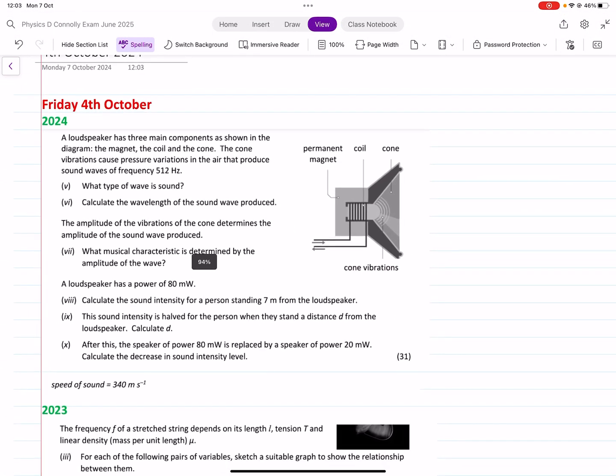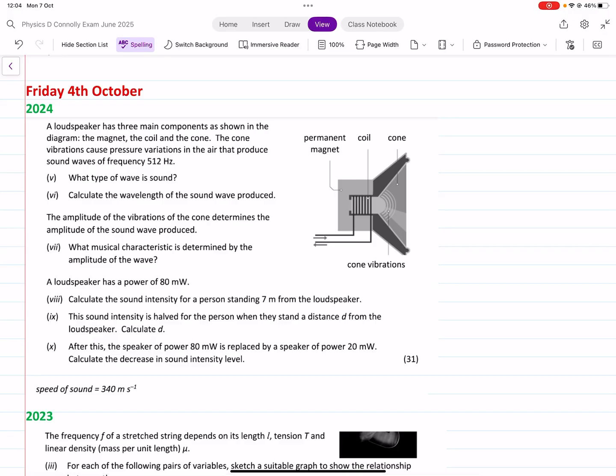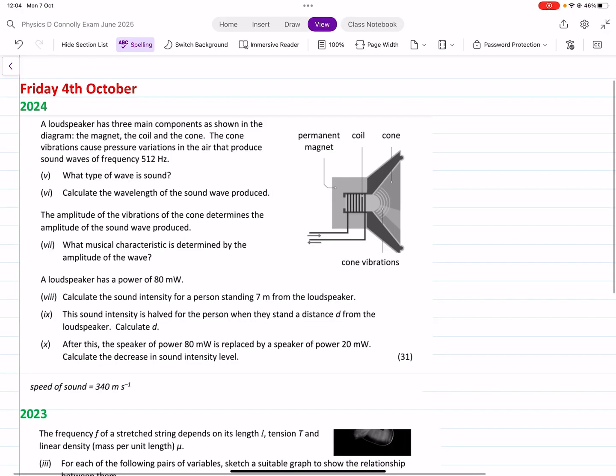Okay, so then this is the homework from the 4th of October. It was two bits of paper questions I gave you to do. So a loudspeaker has three main components as shown in the diagram: the magnet, the coil, and the cone. The cone vibrations cause pressure variations in the air that produce sound waves of frequency 512 Hertz.